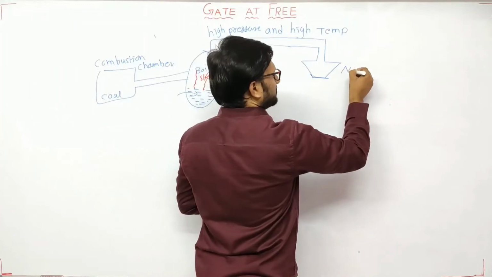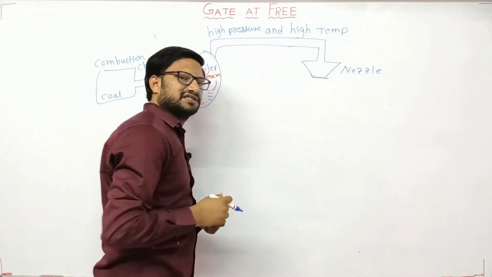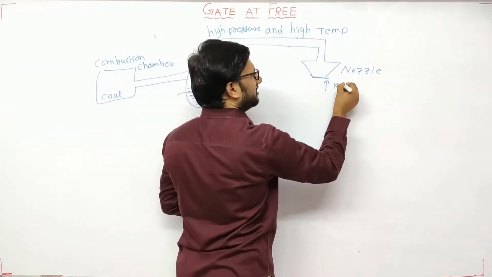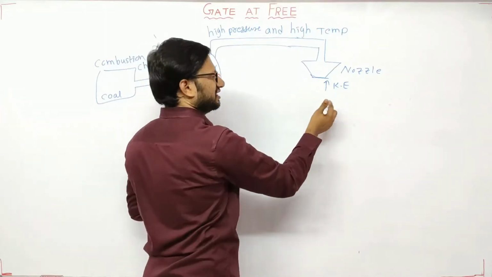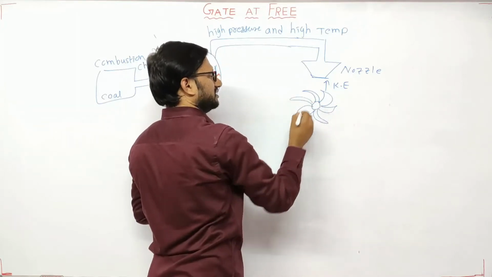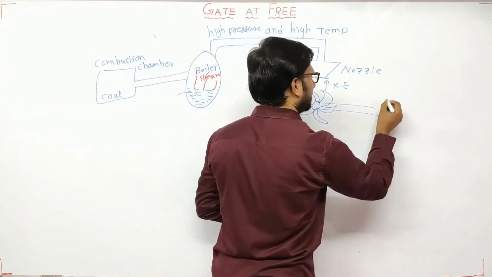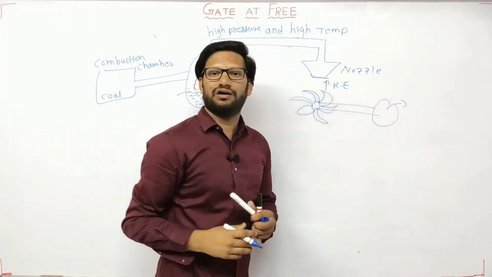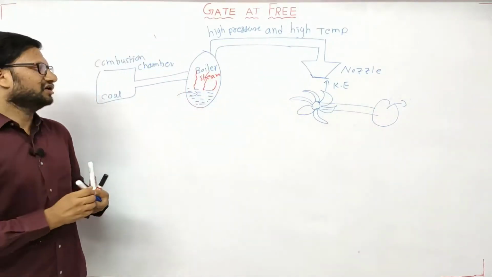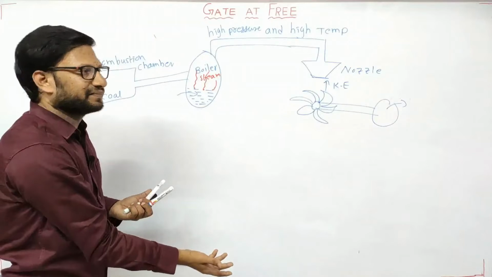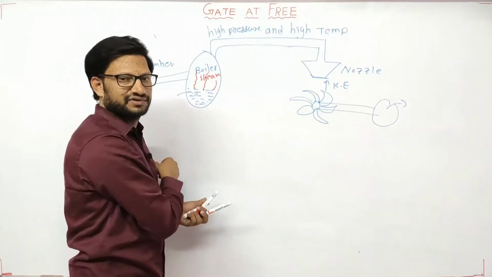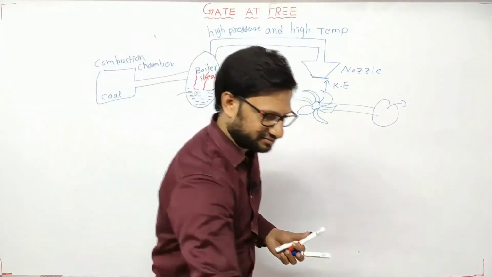What is the working principle of nozzle? It converts the high pressure energy into high kinetic energy. Now with the help of high kinetic energy, the turbine blades or simply the turbine rotates. With the help of turbine, we can get some mechanical work output that is subsequently converted into electricity. Okay. Now if the working fluid is gas, that is known as gas power plant. Here the working fluid is water. So this is steam power plant.